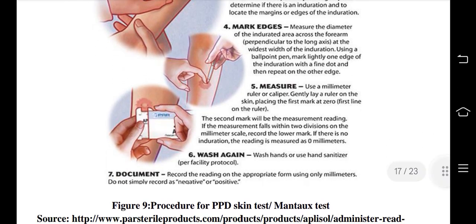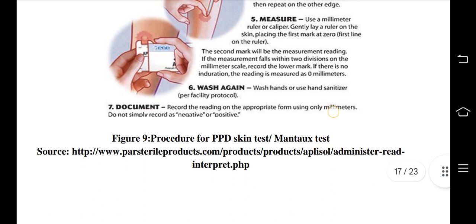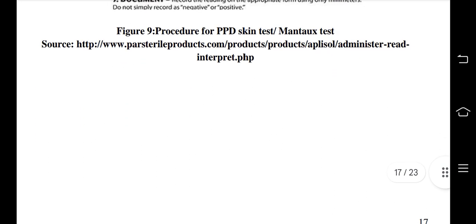Wash hands or use hand sanitizer. Then record the reading on the appropriate form using only millimeters. Do not simply record as negative or positive. We need the length.